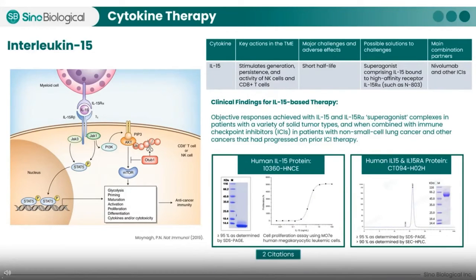IL-15 has a very short half-life, but is much more stable when bound to its high-affinity receptor IL-15RA. Therefore, several so-called IL-15 superagonists consisting of IL-15 in complex with truncated forms of IL-15RA have entered clinical development with promising initial results. The most extensively trialed superagonist is called N803, has been tested in combination with other immunotherapies.